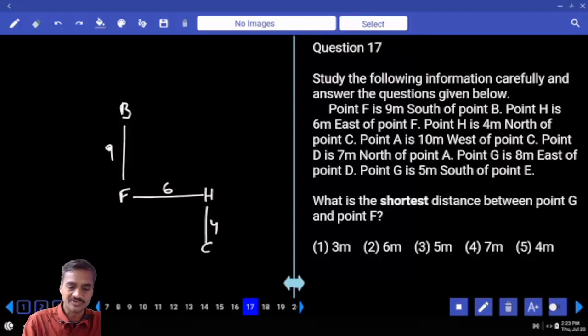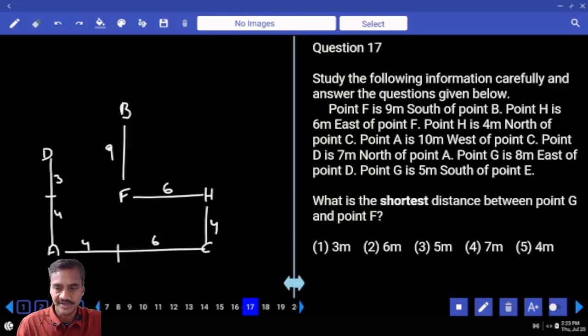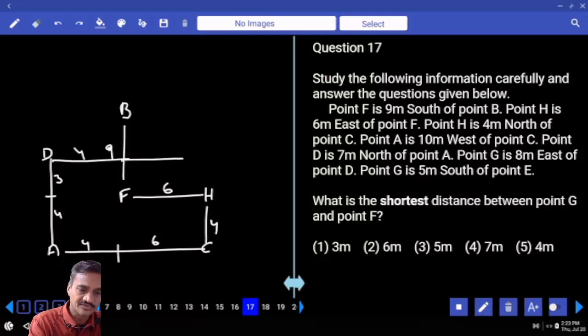A is 10 meters to the west of C. Now A is somewhere here, the distance is how much? 10 meters. Now this is 6 and 4, A is 10 meters to the west of C, and D is 7 meters to the north of A. D is 7 meters to the north of A. Up to here this is 4 and this is 3. Now D is 7 meters to the north of A. And G is 8 meters to the east of D. From here the G is how many meters? 8 meters. 8 meters means this is 4 and there is another 4. Hence 4 plus 4.